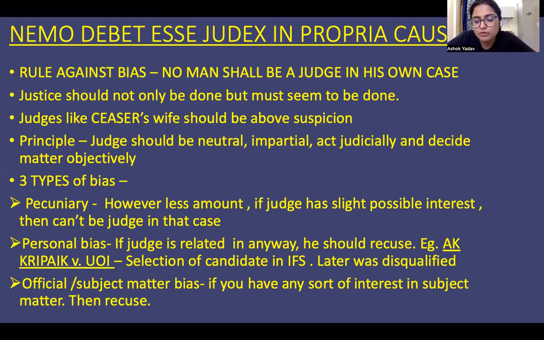And when they are talking about bias, they are basically talking about three types of bias: pecuniary bias, personal bias, and official or subject matter bias. When they talk about pecuniary bias, that is to say some money is involved in it. It does not matter how much money is involved, even if a very small amount is involved, and it is possible that the judge has a very slight possible interest in it, then he can't be a judge in that case, right?